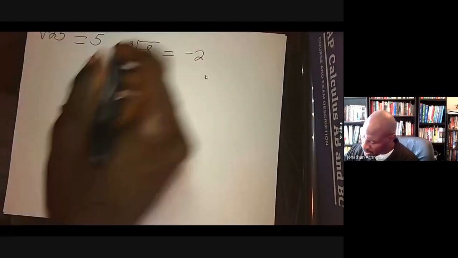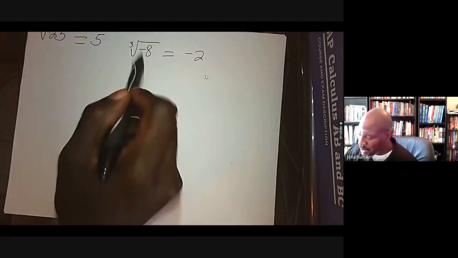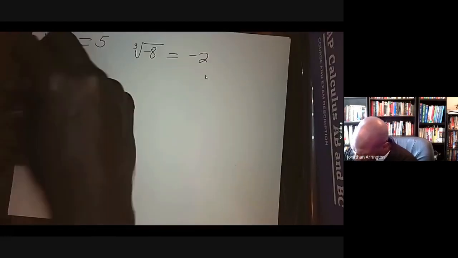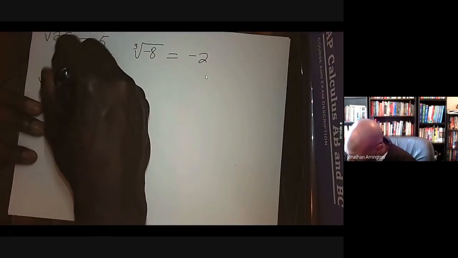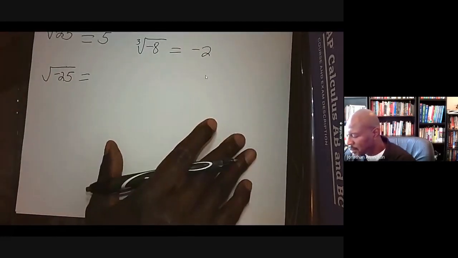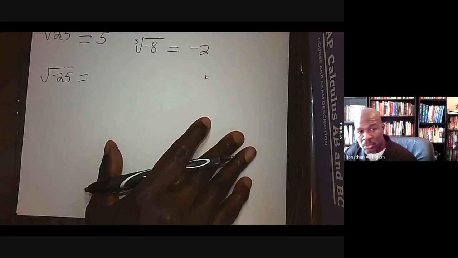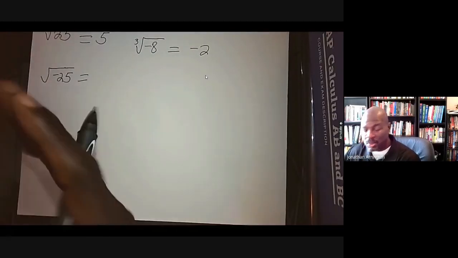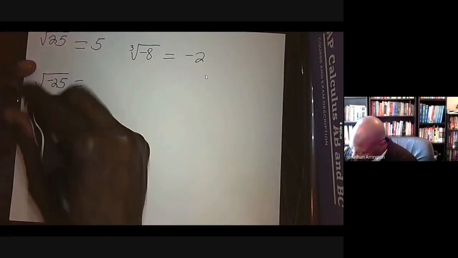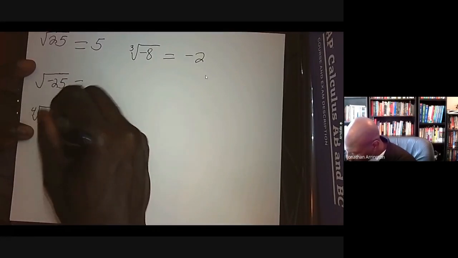And we can show both of these. 5 times 5 is 25. Negative 2 times negative 2 times negative 2 is negative 8. Well, what's the square root of negative 25? Think about that for me. And again, I'm looking for an answer that's a real number. When we talk about domain of functions, we're dealing with real numbers. Or, what's the fourth root of negative 16, if you will?